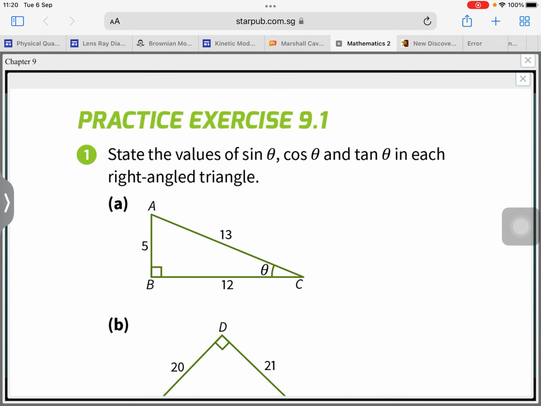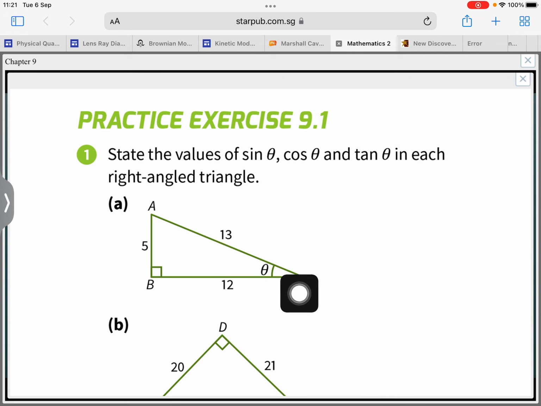Question 1 is just trying to see whether you understand, for the three trigonometric ratios, which are the two sides that are linked to it. Let's look at the first question. State the values of sine theta, cosine theta, and tangent theta in each of the following right angle triangles. Over here, I have triangle ABC with right angle at B. The reference angle I'm looking at is theta, which is at C.